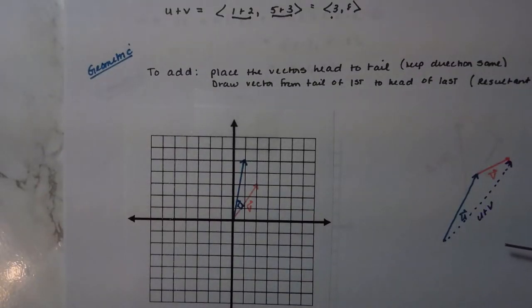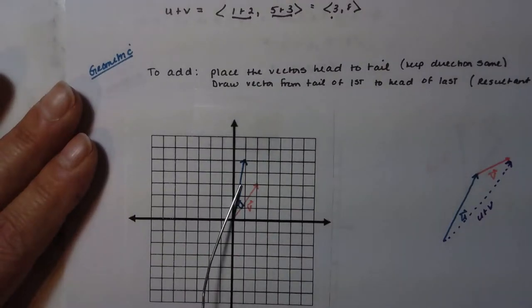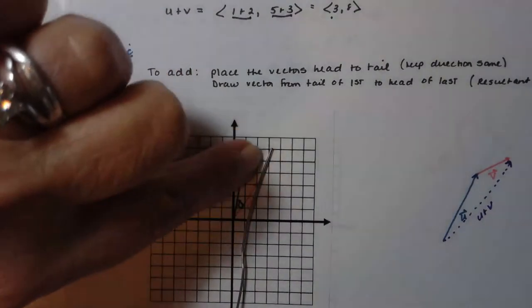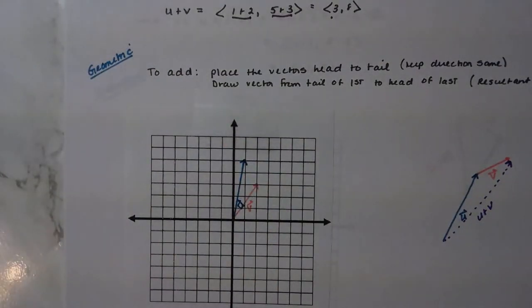Now, again, you're really not going to have to do this hardly at all, but I just wanted to bring it up. If you had to do it geometrically, what you're doing is just connecting these vectors head to tail. I could also start with this one and slide this vector up here and then connect them here, right? Close the triangle, and I'd still get U plus V.